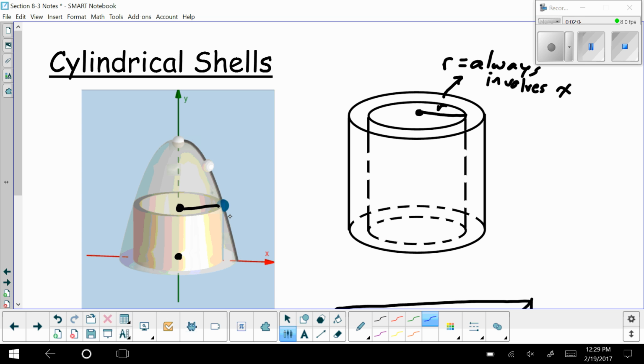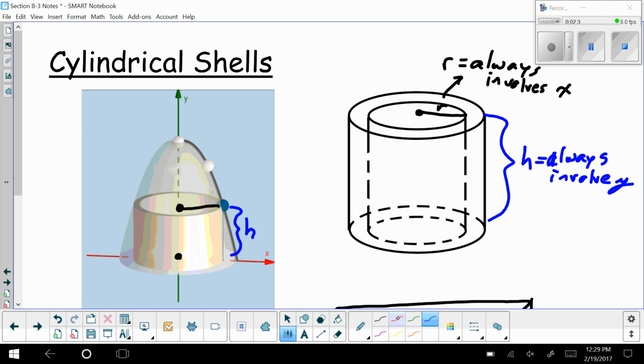Well, then the height is going from the x-axis up to our curve. So in this example, the closer we are to the center of rotation, the taller our shell should be. But because the height is moving up and down, the height will always involve y.